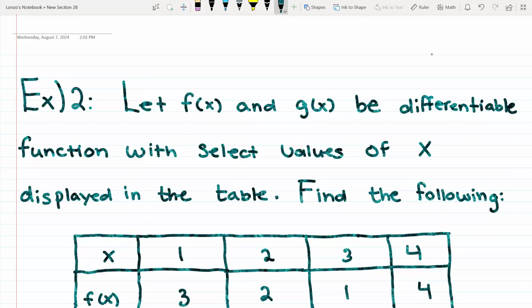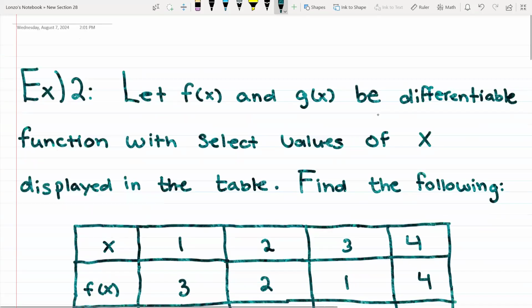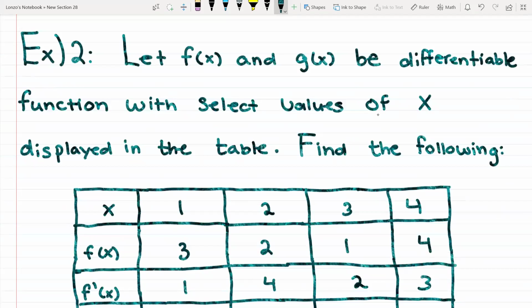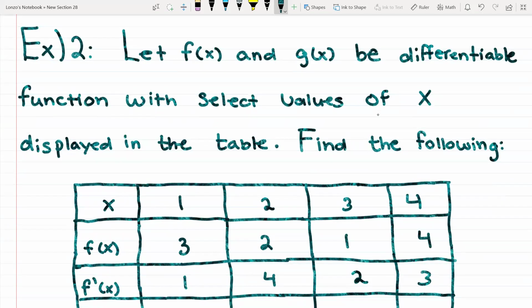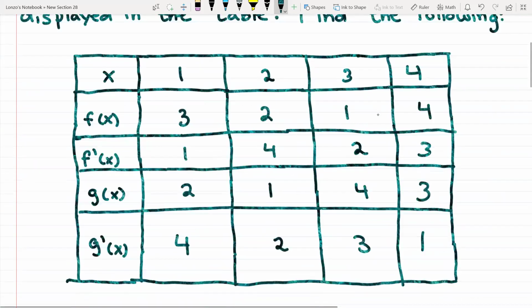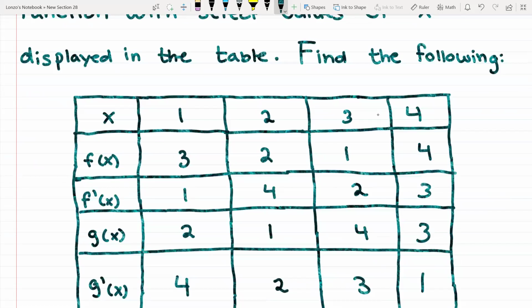In this video, I will do example 2 of finding derivatives using charts. In example 2, it says let f of x and g of x be differentiable functions with select values of x displayed in the table. Find the following. So here we have a table, and this time it's slightly different from the other table. This time the horizontal row has f of x, f prime, g, and g prime of x, and the vertical column has the x values.